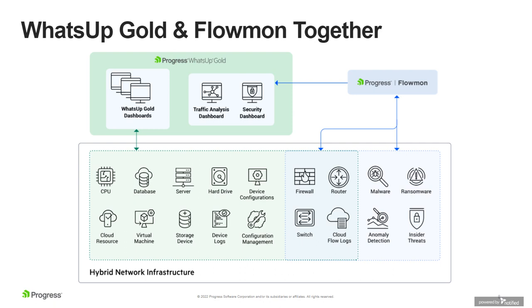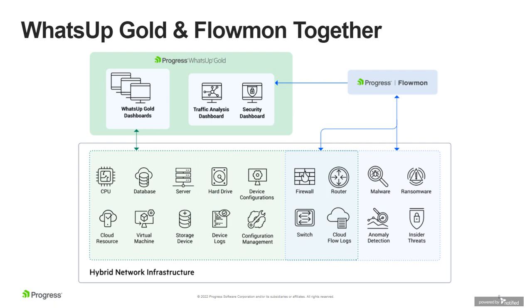Flowmon is a bit more on the right side. It's kind of that blue box. And you'll notice there's an overlap there. I'm not sure how well the colors are coming out, but it's built around looking at your firewall, looking at your routers, your switches, looking at Cloudflow logs, looking at traffic. As well, they're able to look for malware, ransomware, detect any anomalies, look for insider threats, outsider threats, even do encrypted traffic. It generates its own set of data, which we are able to port into the WhatsUp Gold interface.